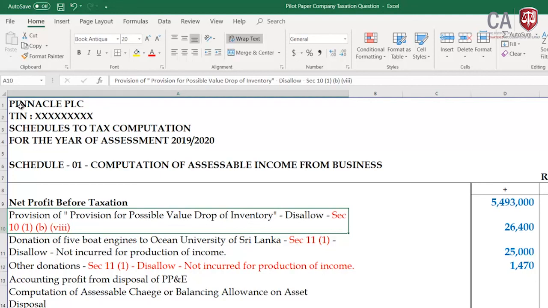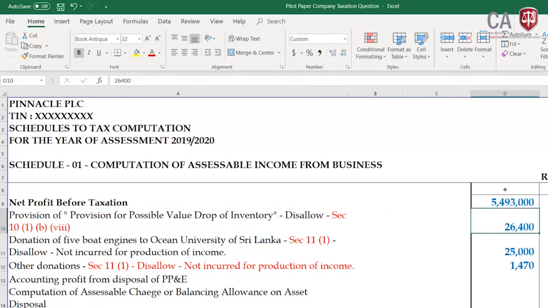It's adding value to your answer. If not, write disallow section 10, subsection 1B. At least write that. If you cannot remember even that, then write disallow section 10. But if you can go further, it's adding value to your answer. Then 26(4), it's a disallow.